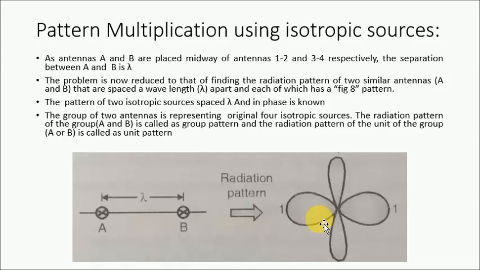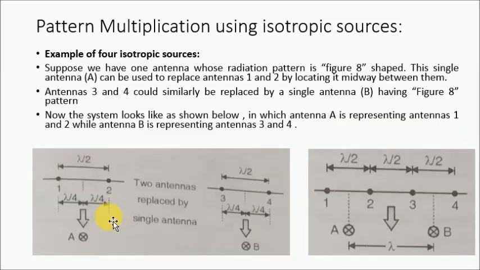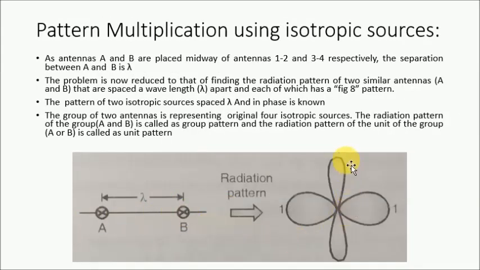Now you can see the procedure of how we find the group pattern. First, when we select these two and these two, we know the separation is lambda by 2, so the pattern here will be figure 8 shaped, and here also the pattern will be figure 8 shaped. Then we mark the resultants, that is A and B. The separation is lambda, so if separation is lambda, we have this pattern. And further, we cannot go beyond this, that is the group pattern.